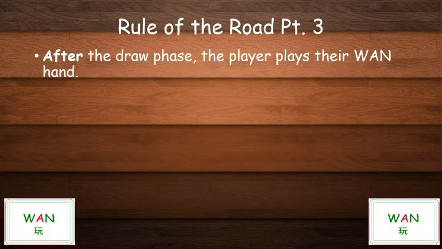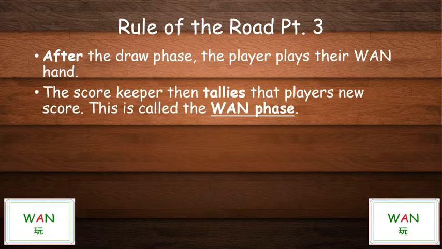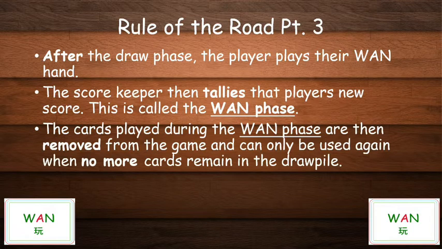Now, how do you go from here? After the draw phase, the player plays a hand, their one hand. And we're going to look at some of the one hands in just a second. The scorekeeper then tallies that player's new score, and this is called the one phase. One phase. I just love saying one.